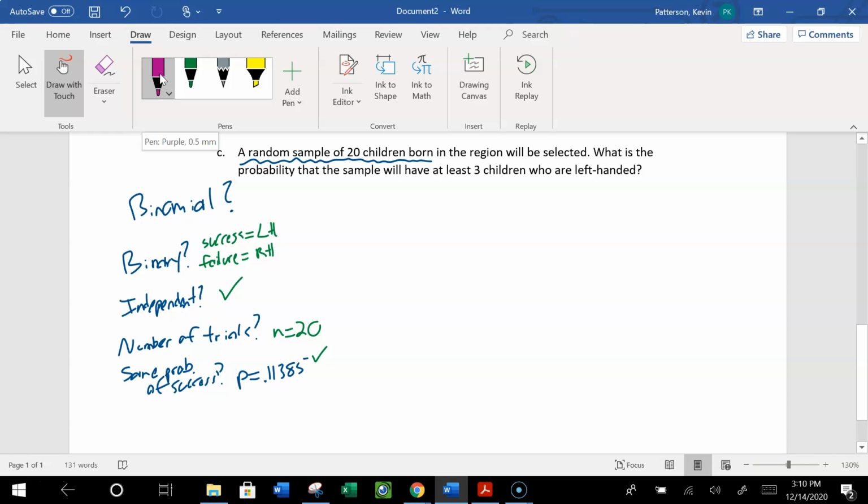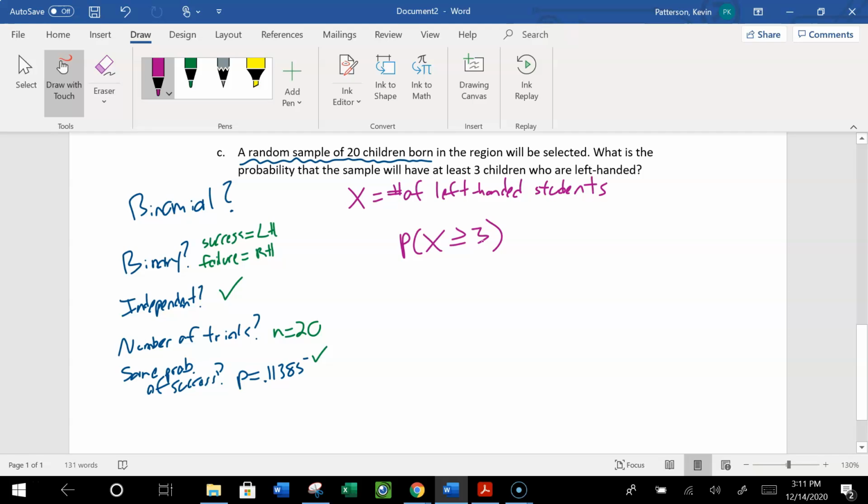So let's take a look at how we would set this up. I like to define my variable X for binomial. X just represents the number of left-handed students. So what we're really looking for is the probability that X, and when they say at least three children who are left-handed, they mean 3 or more. So what's the probability that X is greater than or equal to 3?